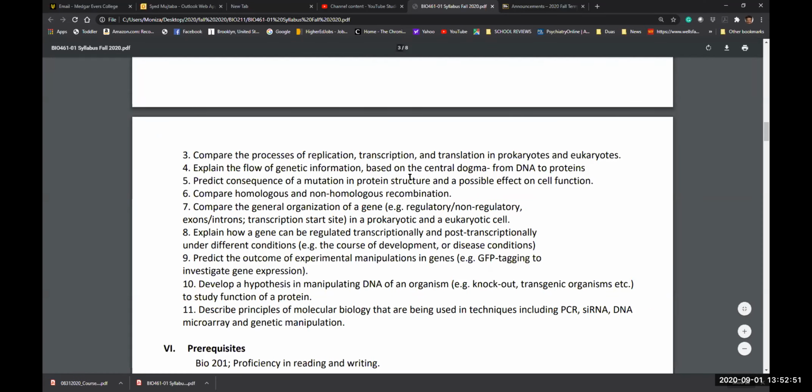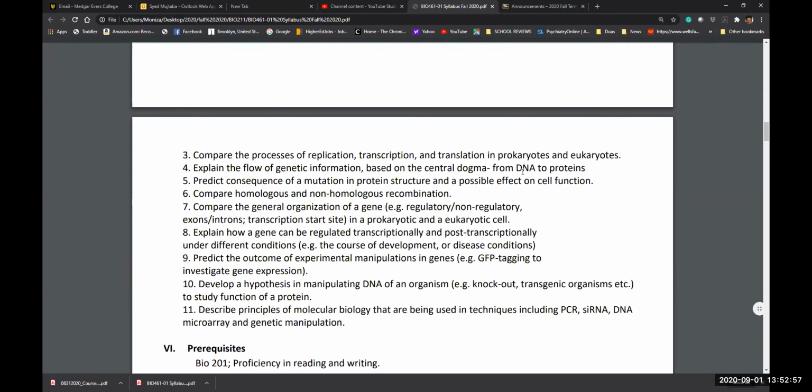The 4th is explain the flow of genetic information based upon the central dogma. So when you integrate the knowledge of transcription, translation, and gene regulation, then you understand how complex and how interesting this system is and how information flows. It is not haphazard, it is very planned. And one thing you'll find very interesting, which I always share, is that we talk about DNA, we talk about cells, but if you look very carefully, what is DNA?